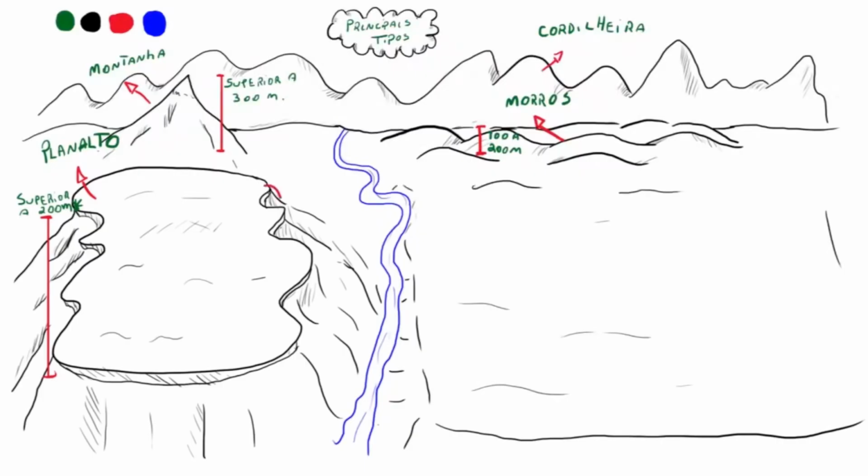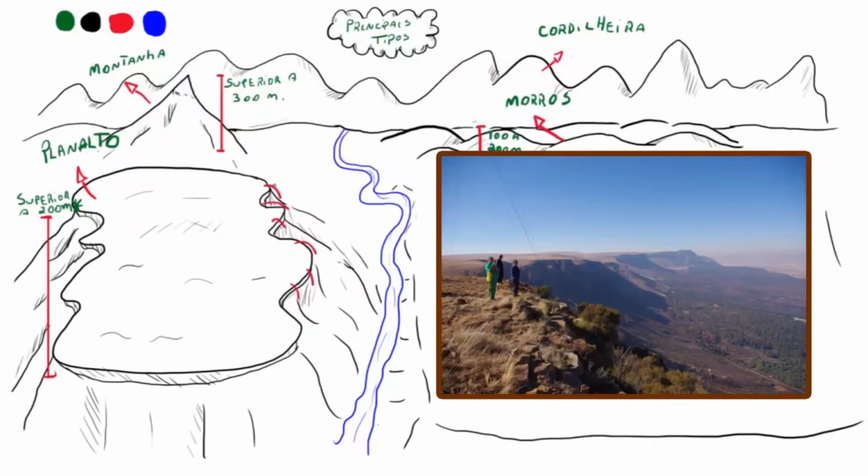Usually accompanying the plateaus, there are escarpments, which are steep slopes that appear on the edges of the plateaus. It can be formed by tectonic movements or also carved by external climatic forces.